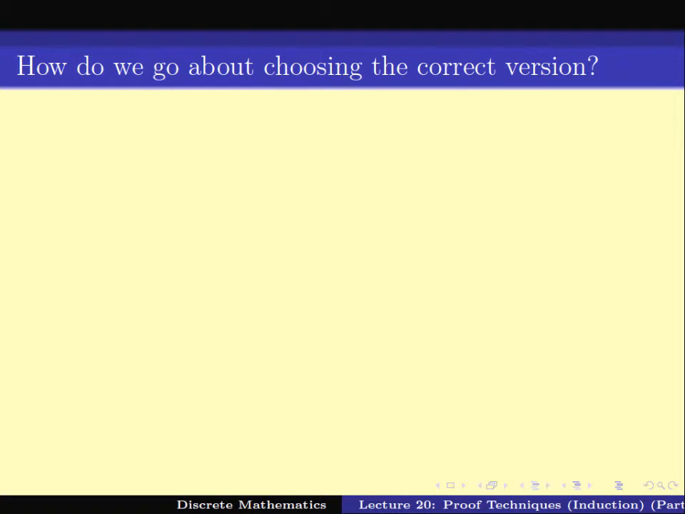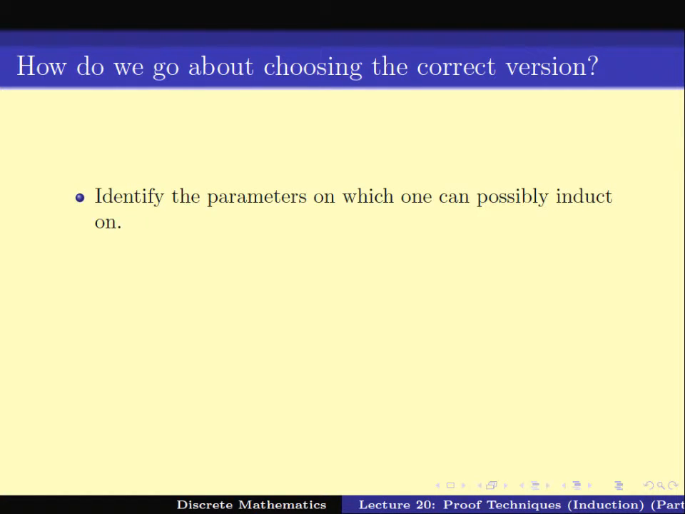So in choosing the correct version, the first thing to note is to identify parameters on which one can induct. And the most crucial thing is that you can only induct on a parameter that is an integer. You cannot induct on a real number. So the parameter on which to induct must be an integer. In the AM-GM inequality, there is only one integer, which is n, the number of ai's. So it's kind of obvious that we have to induct on that particular n.